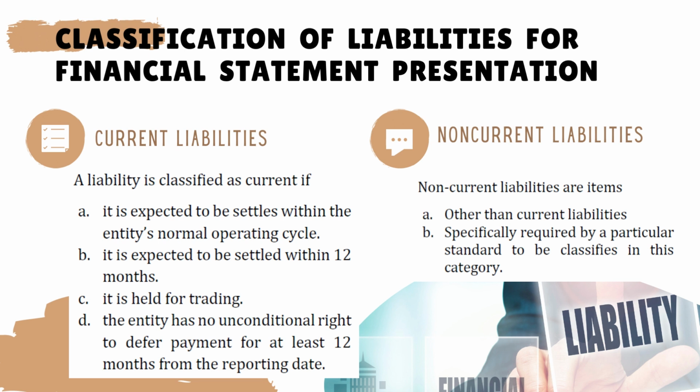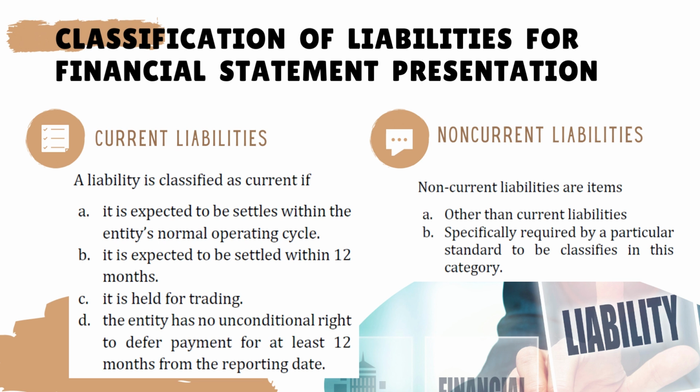Okay? So first, a liability is classified as current if it is expected to be settled within the entity's normal operating cycle. Second, it is expected to be settled within 12 months. It is either of these four, so once it fulfills any of the four, that is already considered a current liability. Third, let's go back, it is held for trading.